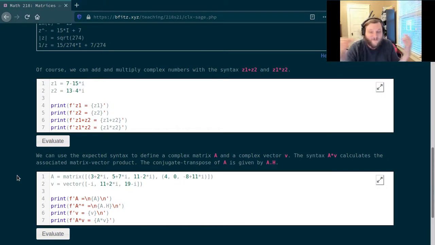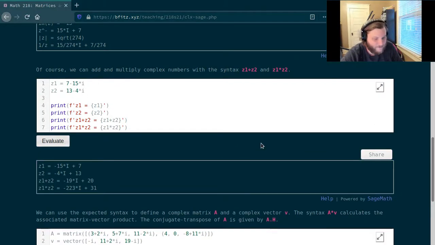We can do arithmetic with two complex numbers. We can add them together with the expected syntax, z1 plus z2, and multiply them together with the syntax z1 times z2. We see that here. I've defined z1 to be the complex number 7 minus 15i, and z2 to be another complex number, 13 minus 4i. If I click evaluate, this will print out the two complex numbers I've defined and then give me their sum and their product.